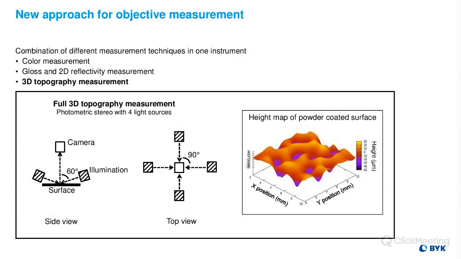And by looking at the top view, we see that the 4 light sources are positioned 90 degrees from each other all around the sample. And the result of this measurement is this height map that we see here on the right. It's color coded so that the yellow or light orange portions indicate the highest elevation, and the purple, the darker portions, indicate the lowest.